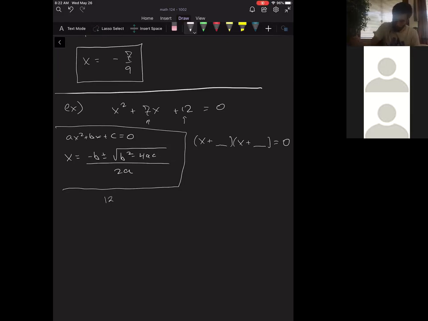Just off to the side, let's write down 12. We need numbers that multiply up to 12. So what are all of our possibilities? 1 and 12, we've got 2 and 6, we've got 3 and 4. We have negative 3, negative 4. The list goes on, but we need to make sure they add up to 7, the middle number.